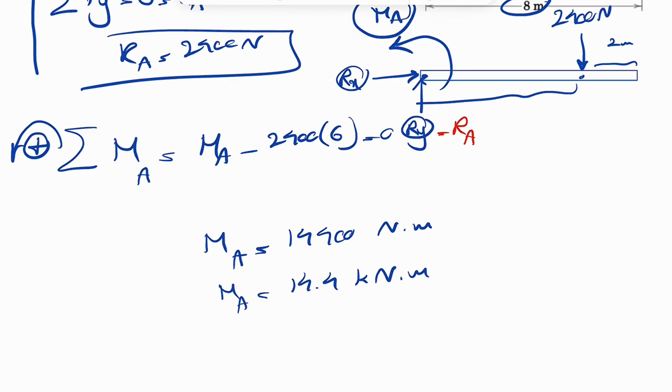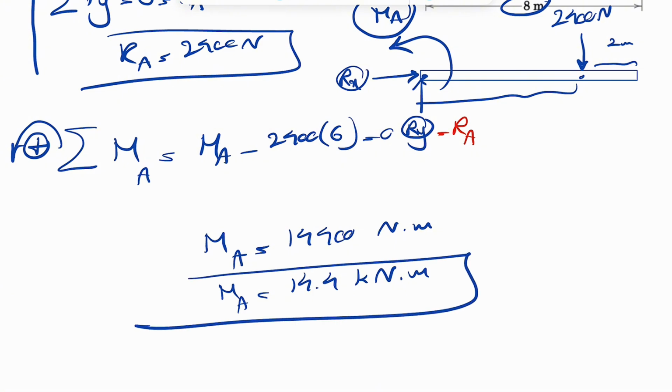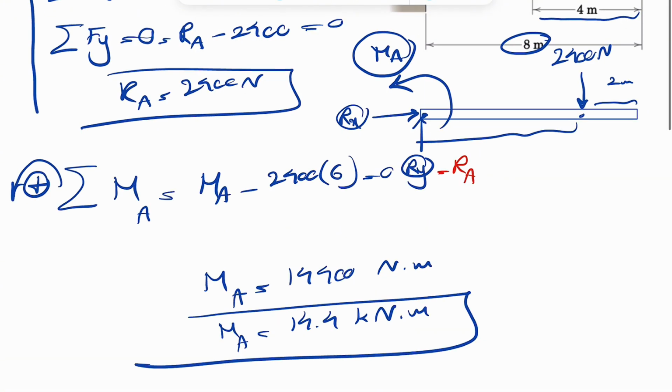We didn't get any negative sign. That shows that the direction that we assume for MA is actually correct. It's actually counterclockwise because it's positive. And yeah, that's pretty much everything for this one.